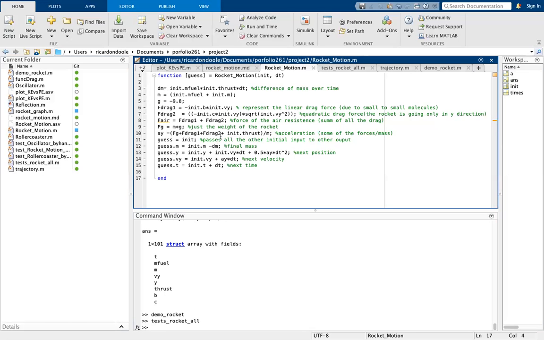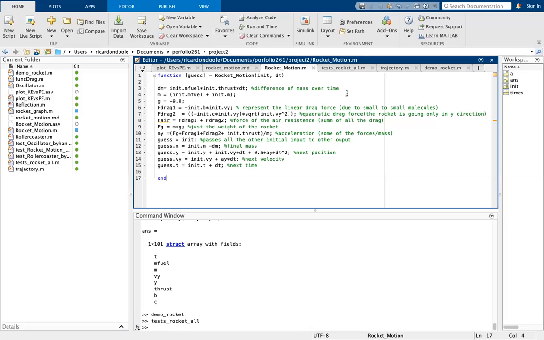The Ay is, like I said, the sum of the forces, which gives acceleration. That's the guess at the final unit for my initial ones that I showed you in my documentation. Guess Y is my next position. Guess Vy is my next velocity. Guess T is my next time. And this is how I use them to calculate them.